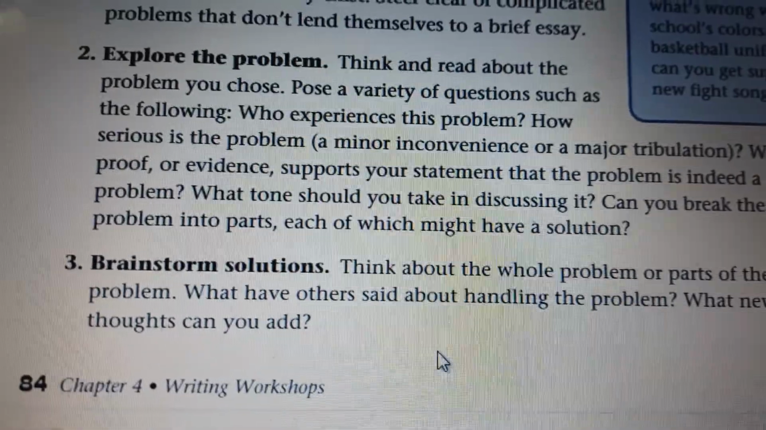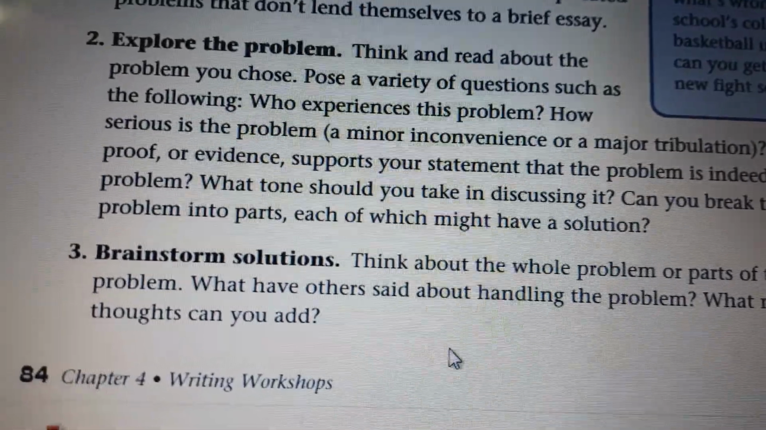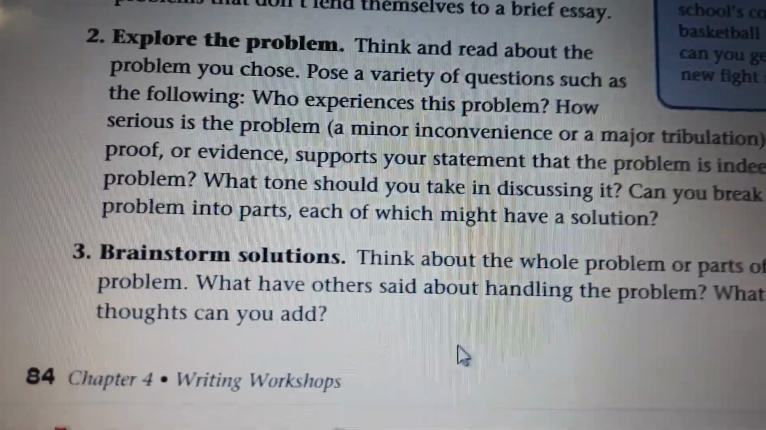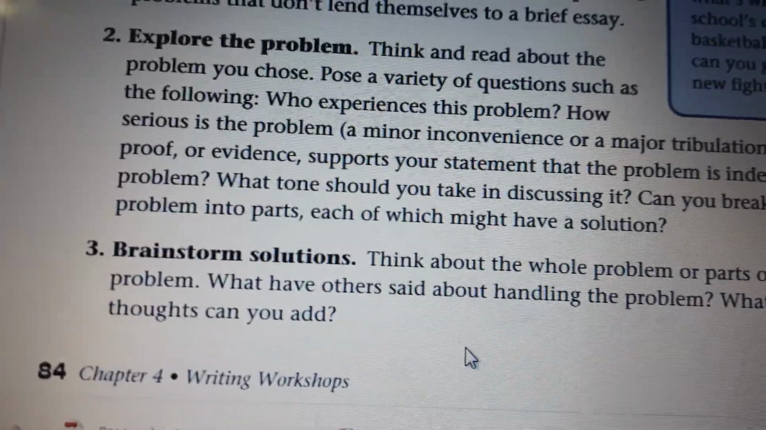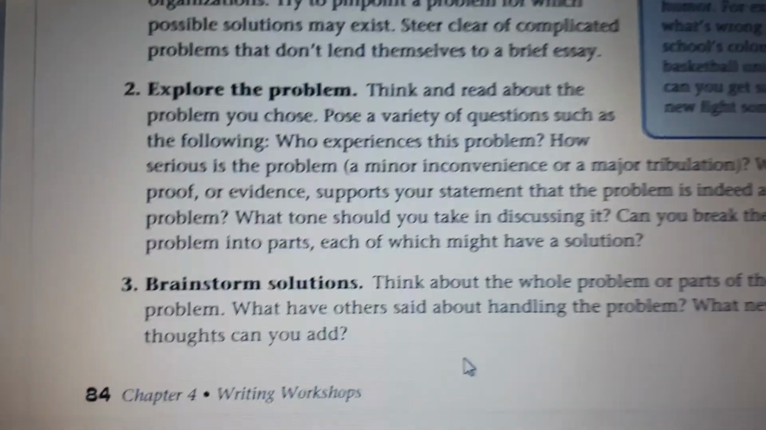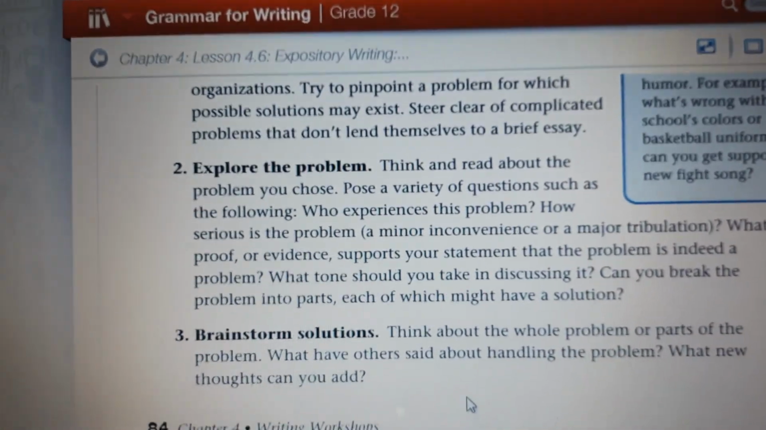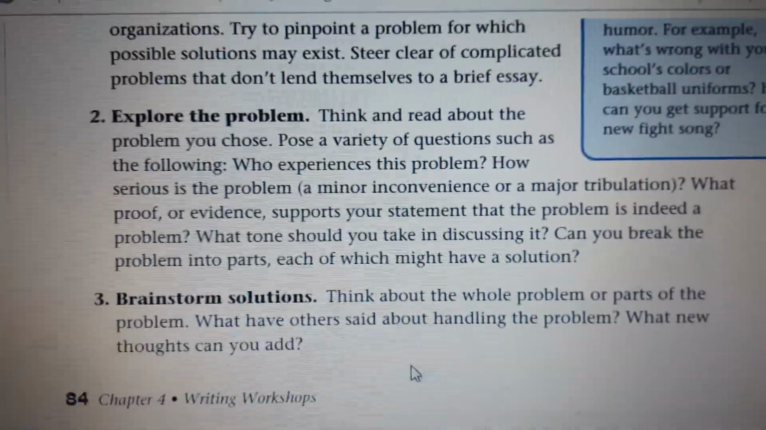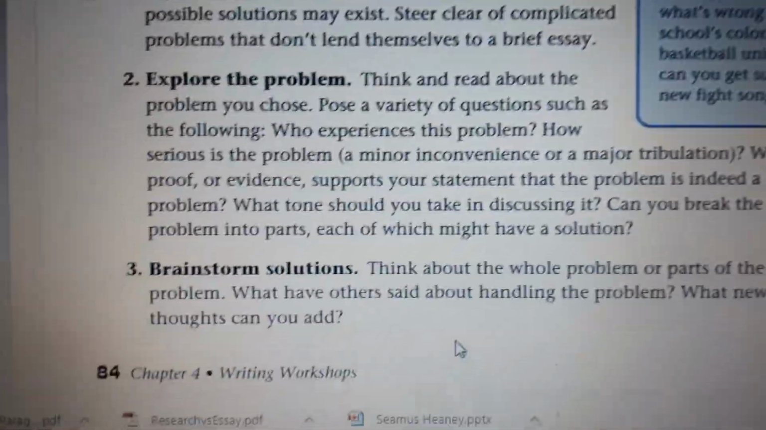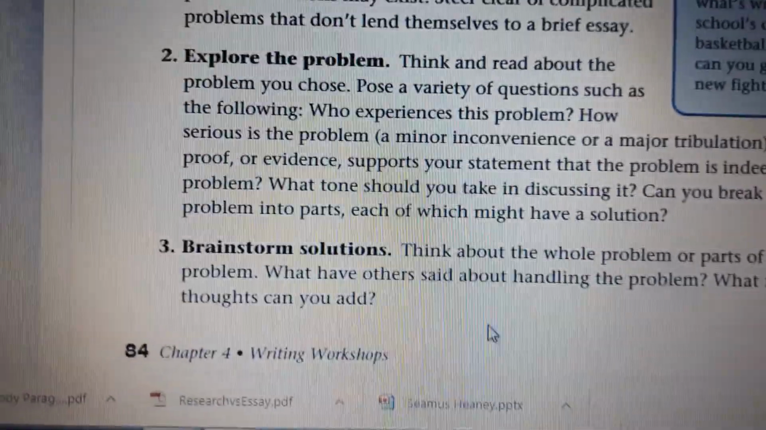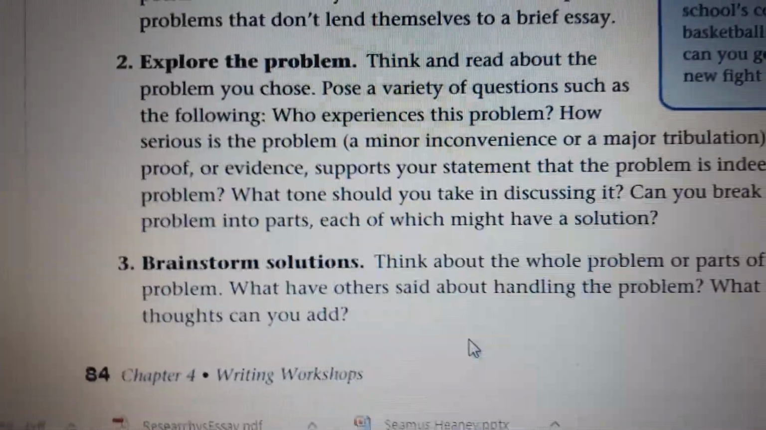Think about the whole problem or parts of the problem. What have others said about handling the problem? What new thoughts can you add? You might ask yourself, has anyone before tried to solve this problem? If yes, look for their solutions. Maybe they're going to back up your evidence, your supporting idea, or things like that.